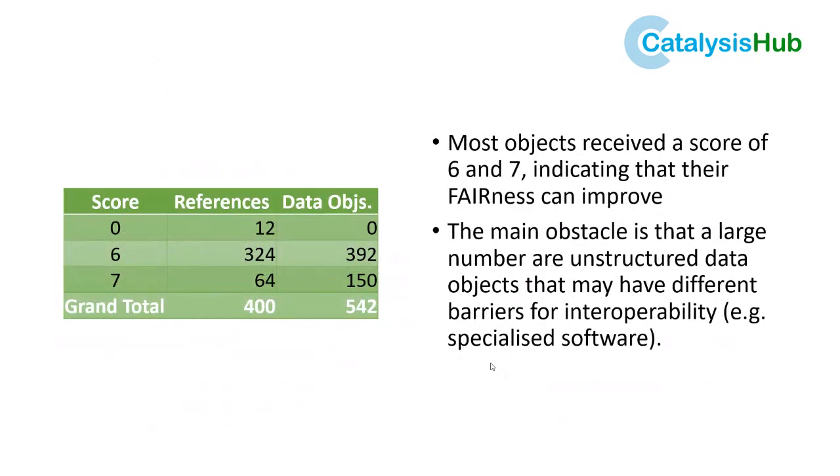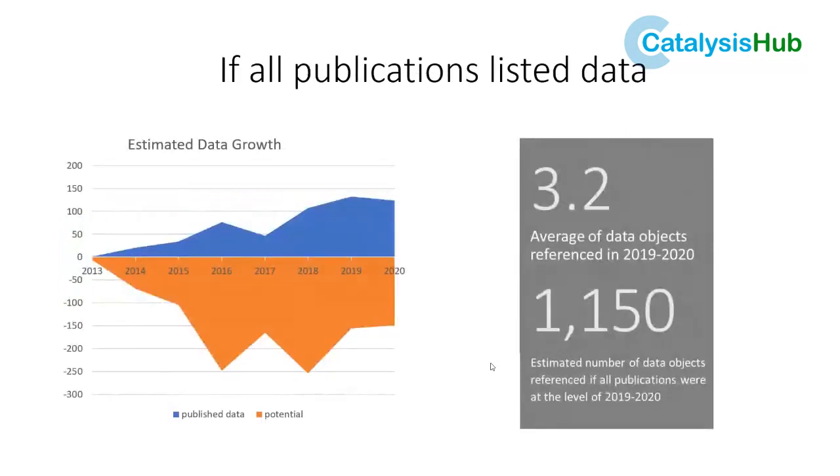Most of the objects are in the range from 6 to 7, so they can be verified. And the only ones that don't achieve the 7 points are mostly those that are not structured. But if we relax that requirement, we could say all of them can be verified to some extent. And we see that this is only a fraction of the total data that we could make available.